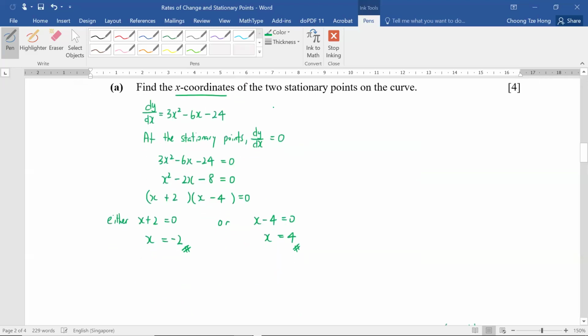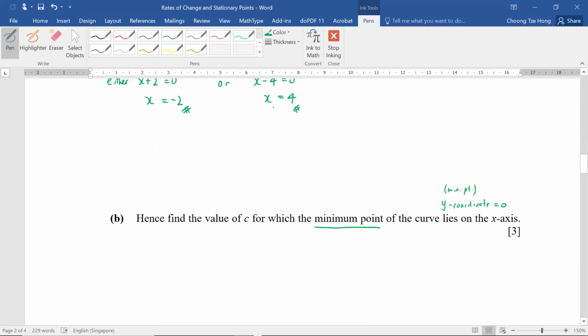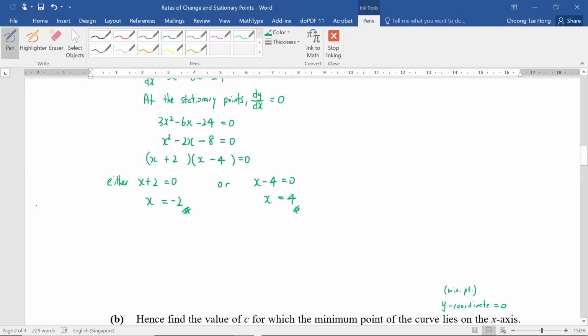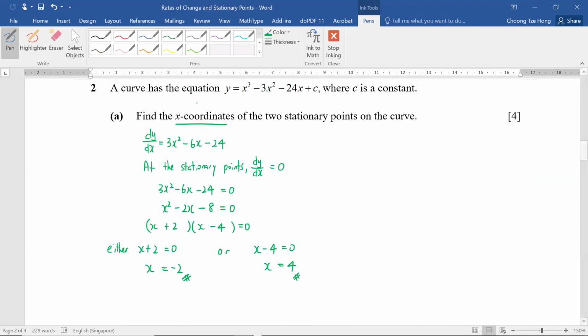Now our aim is to determine which of the x values, negative 2 or 4, is the minimum point. How can we do so? We can do so in two ways: either we use the first derivative test or we use the second derivative test. For this question, after doing dy/dx, we are just left with 3x squared minus 6x minus 24, so it's very easy to differentiate one more time to get the second derivative. In this case, it will be better if we use the second derivative test.